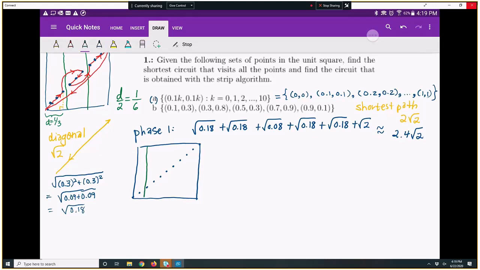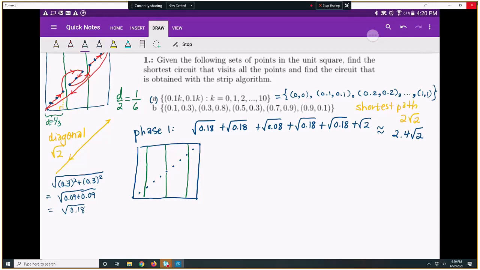Now my first strip is just 1/6 wide. Then my second strip is still the width d, so it's still 1/3. So it is actually going to pass exactly through the point 0.5, 0.5. And then the next strip is also 1/3. So basically the two strips on the left and the rightmost are half as wide, and we still have two strips of width 1/3 in the middle.